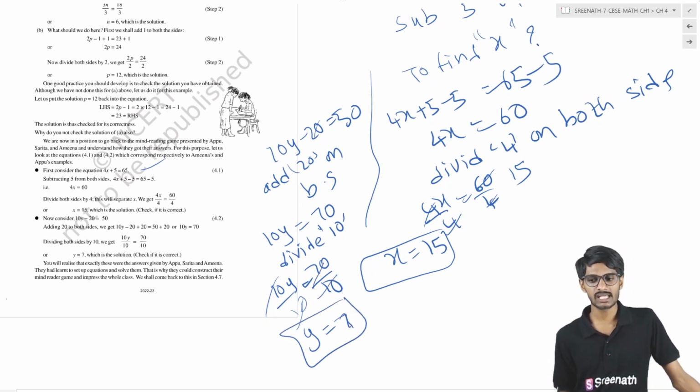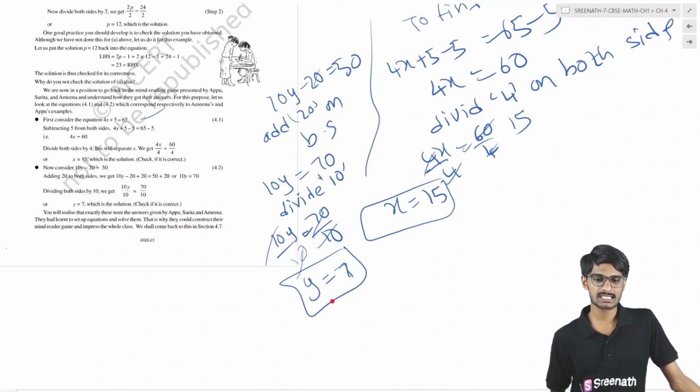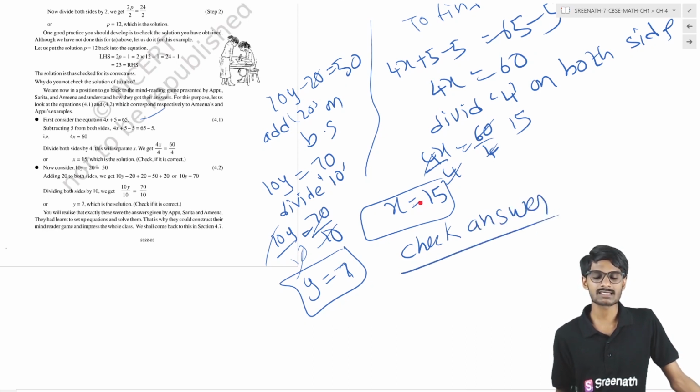After solving the equation, if you have doubt whether the answer is right or not, you can check the answer. What is the procedure for checking the answer? Take the x value, which is 15, and substitute it in the LHS.